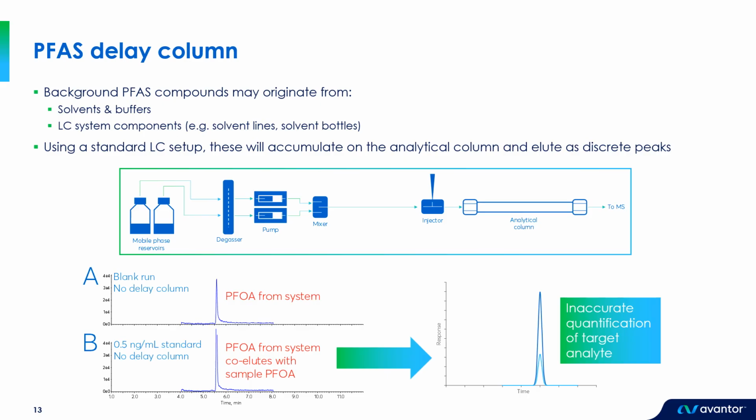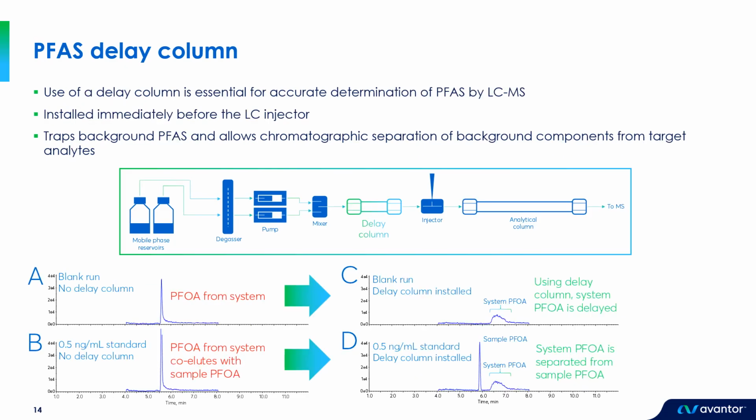There are several approaches that we can use to deal with this. So firstly, instrument manufacturers will generally recommend replacing certain system components, such as solvent lines, with non-PFAS containing equivalents. The most important approach, that I would say is mandatory for all PFAS analysis, is to use a delay column. The delay column is fairly unique to PFAS, and essentially it's a smaller column which we install immediately before the sample injector.